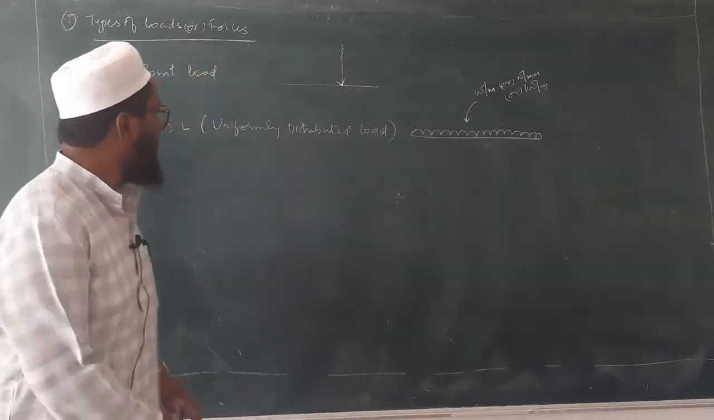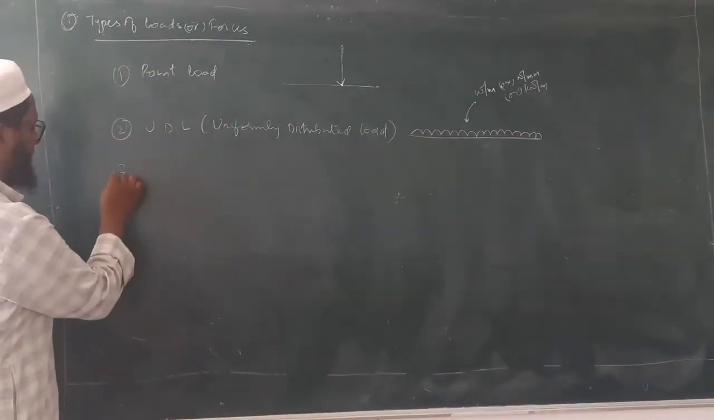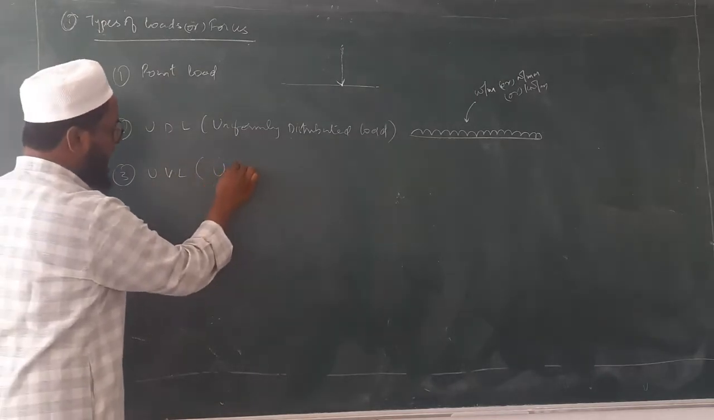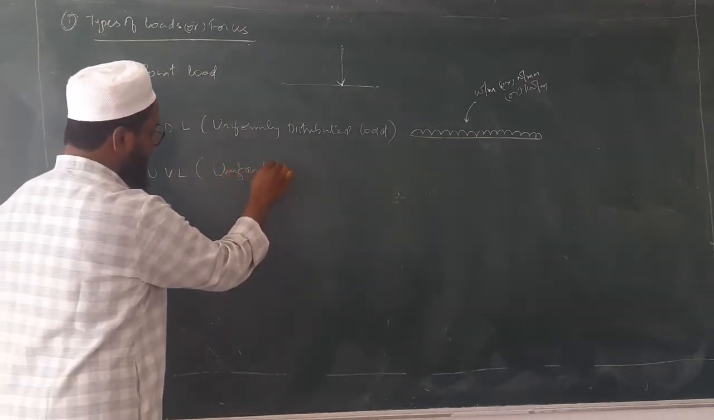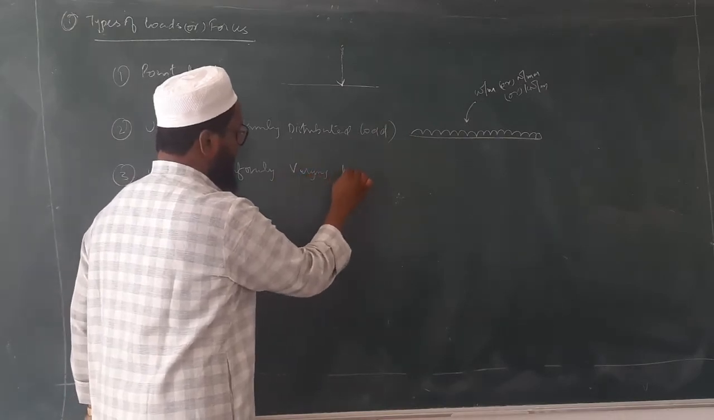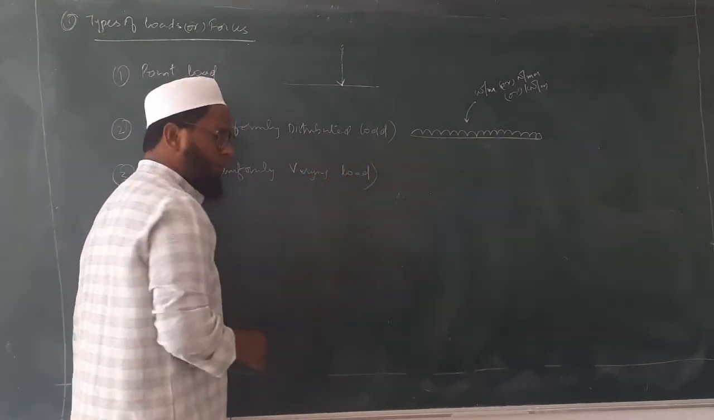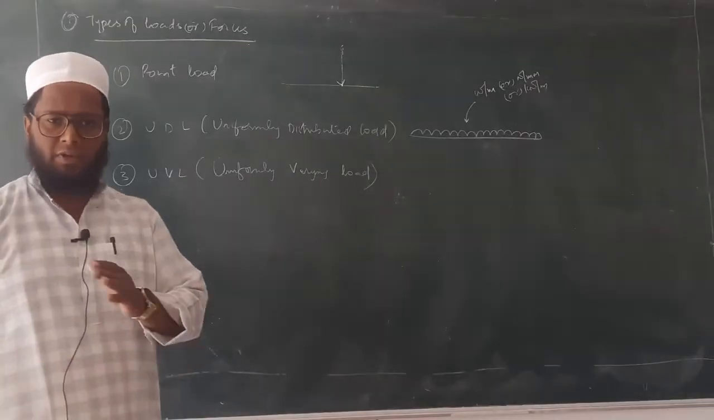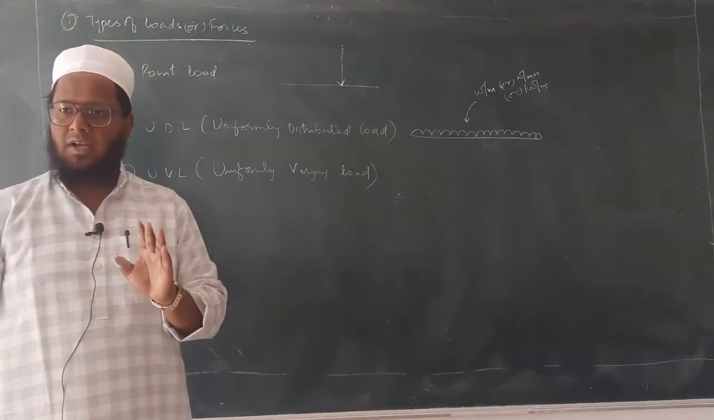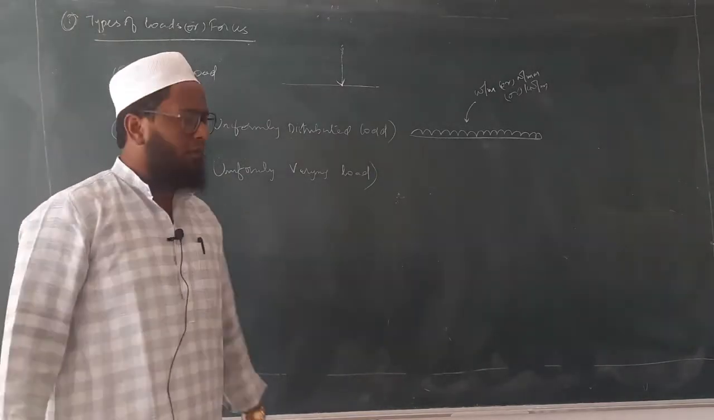Similarly, next one we have is UVL, uniformly varying load. What do you mean by uniformly varying load? The load will vary from 0 to 100. The best example is the dam. In case of a dam, what happens?